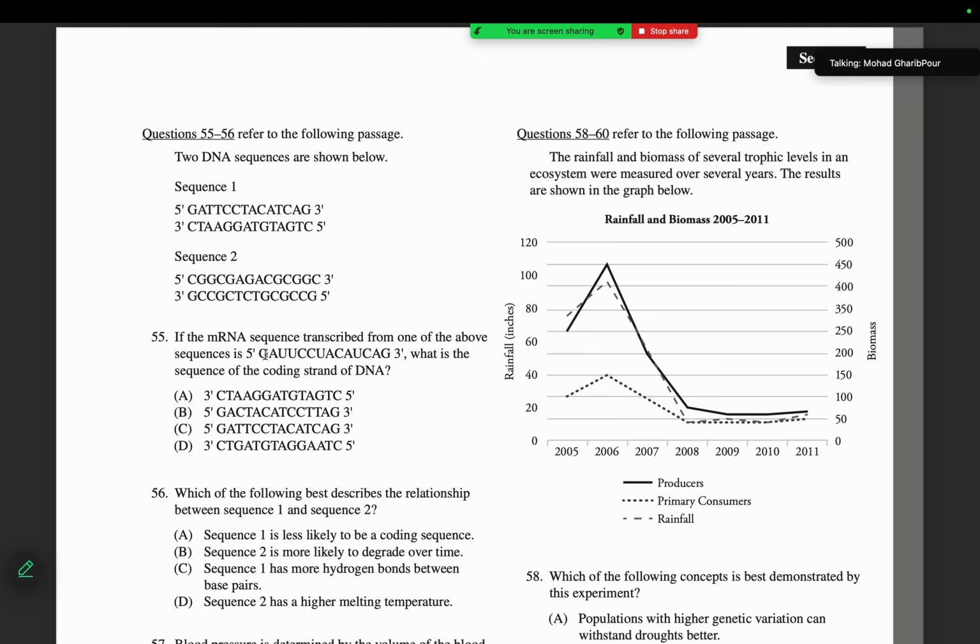It should be exactly the same. If the mRNA above. Wait, shouldn't it be 3' to 5' because, like, anti-parallel?